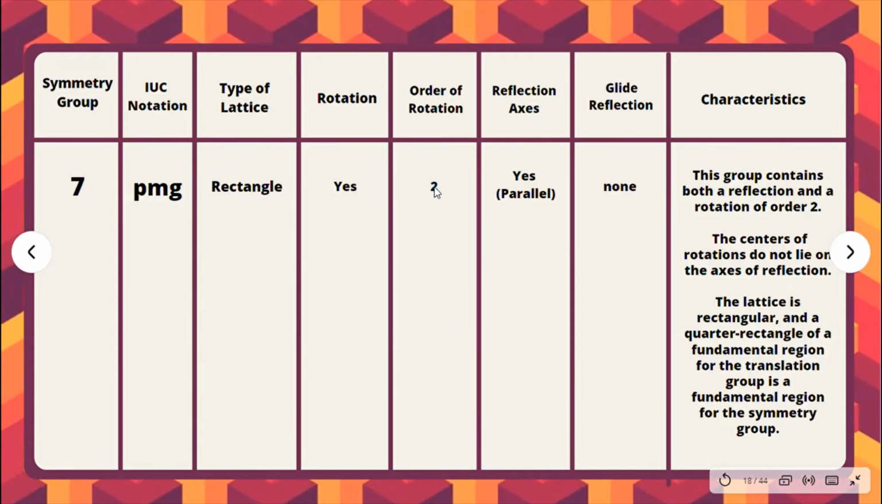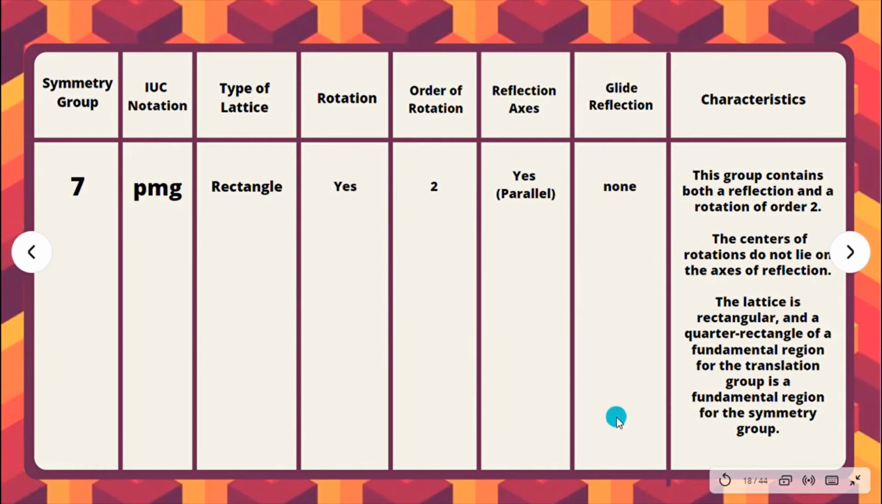Next, we have the seventh type, which is the PMG. Using the IUC notation naming system, we have a rectangle for the type of lattice as well. Here we have a rotation with an angle of 180 degrees. And yes, we have a reflection axis of parallel. And we have none for the glide reflections.